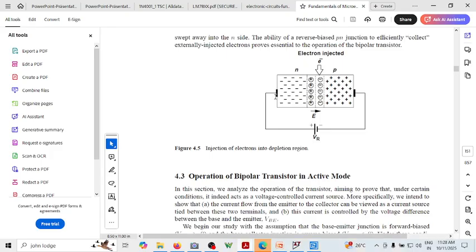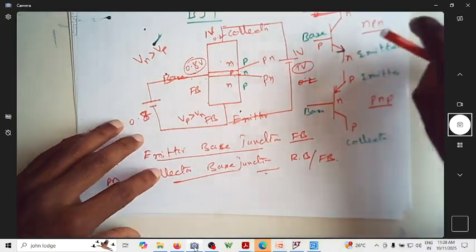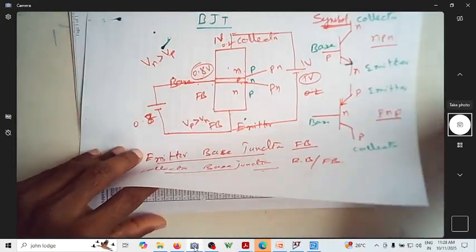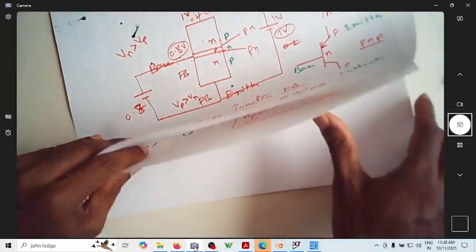So we will see whether a similar type of situation exists in a BJT. For that, let us try to understand this picture. So let us try to understand what happens here.